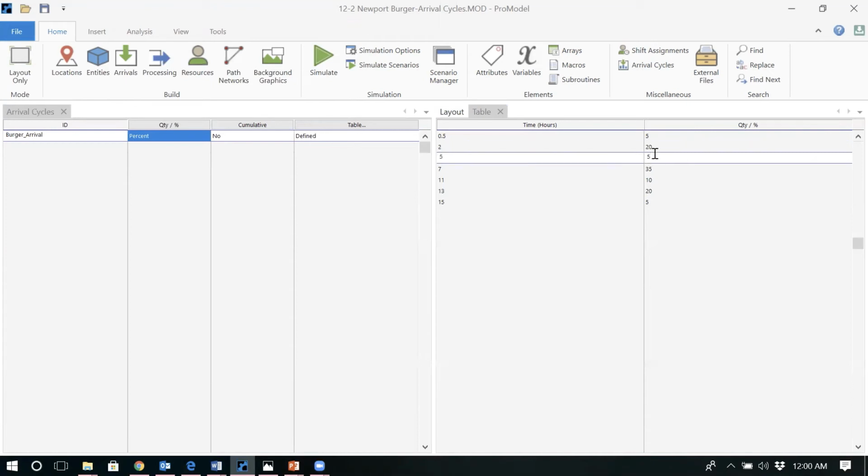And then from hour 2 to hour 5, I'm going to have 30%. So that 25% plus 5% is 30%. The simulation would know that these are cumulative percentages. So it does the corresponding deduction to find out what is the exact percentage associated with this time interval. But these values that we put here are going to be treated as cumulative probabilities if I pick the cumulative to be yes. So that's how we can identify the arrival cycle. Okay. Make sure to save.